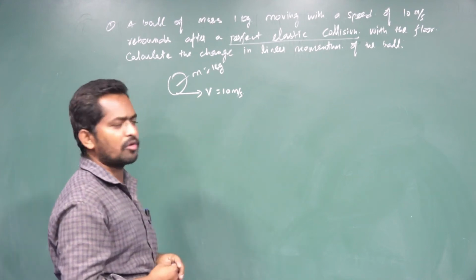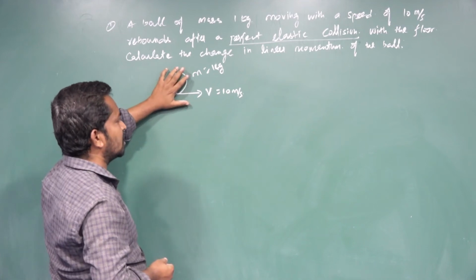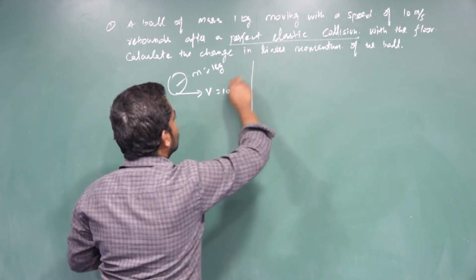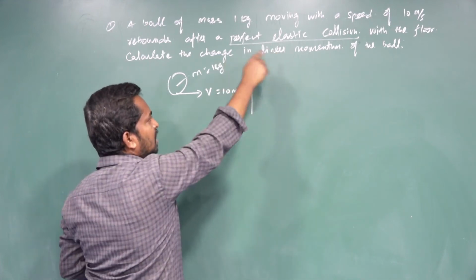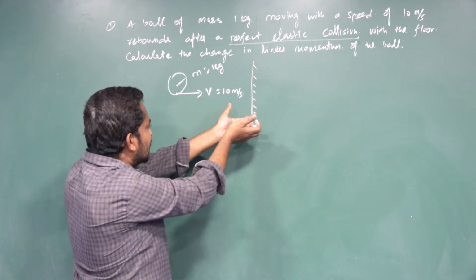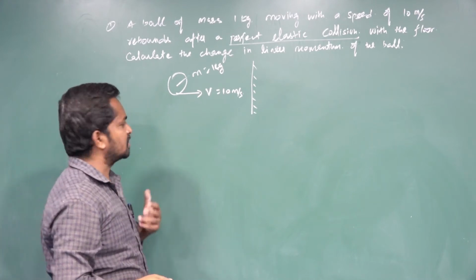Change in linear momentum of the ball. We have a ball of mass 1 kilogram, initial velocity 10 meter per second. It hits the floor in a perfect elastic collision. The floor is a perfect elastic collision, which means the ball rebounds with the same velocity.